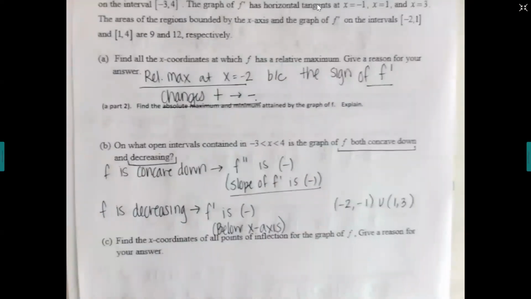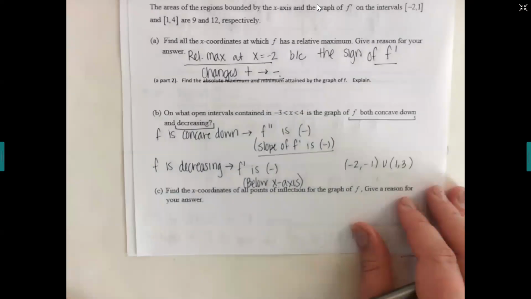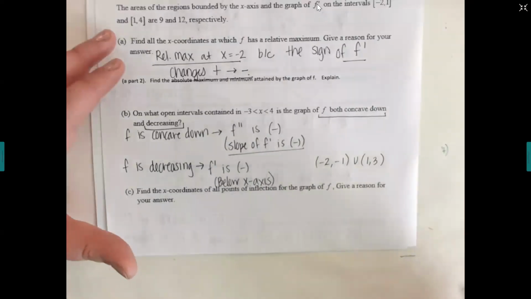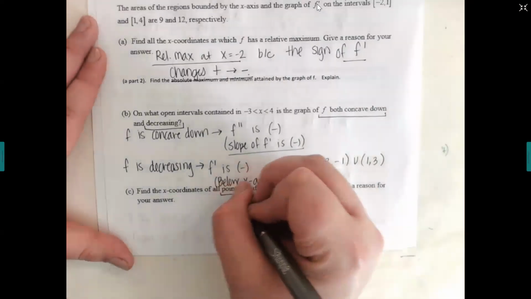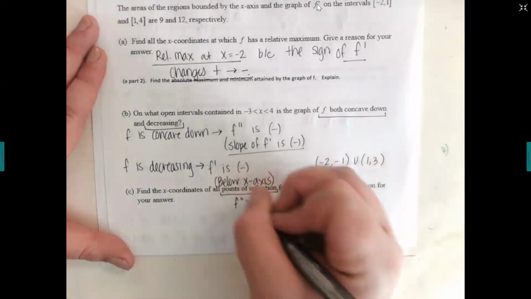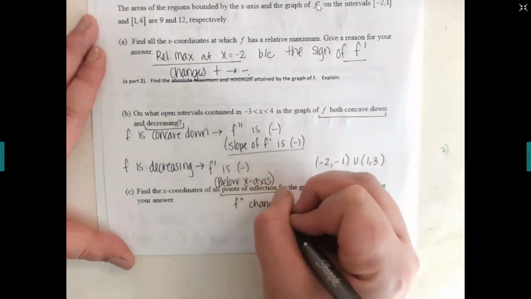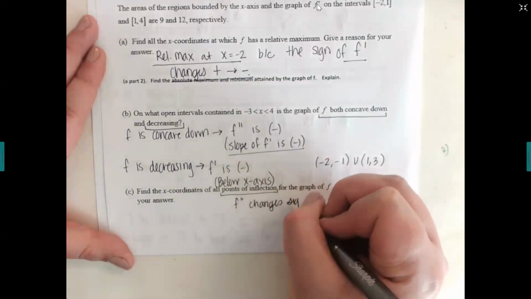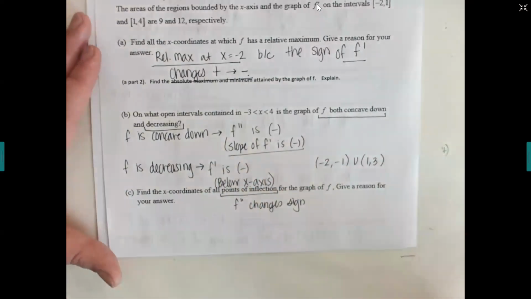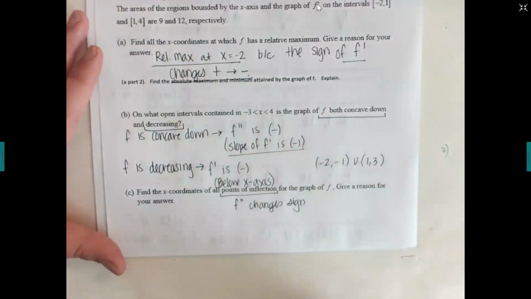All right, next question. We want to find points of inflection. Remember that a point of inflection is anywhere that the second derivative changes sign. F double prime changes sign. Okay, but what feature is F double prime on this graph? The slope. Very good. And so then if I look at my graph, put X's anywhere that your slope changes direction.